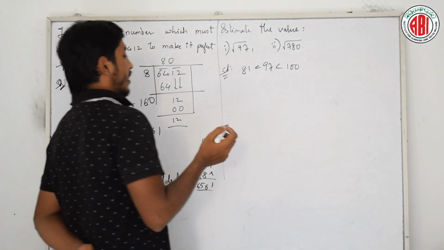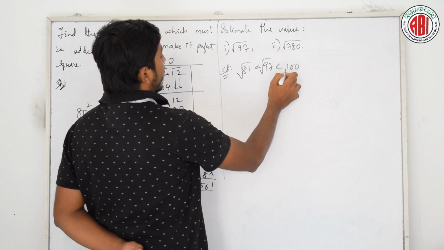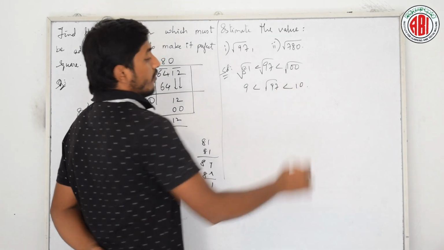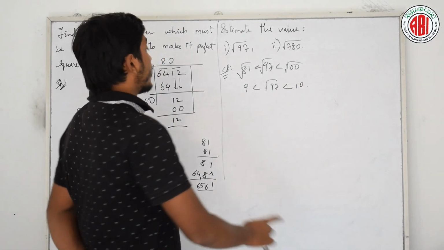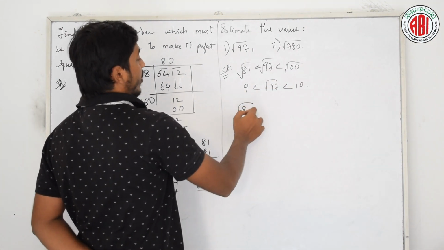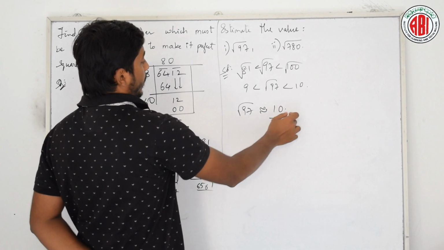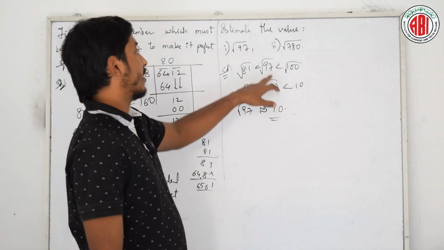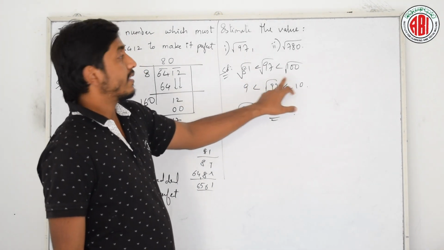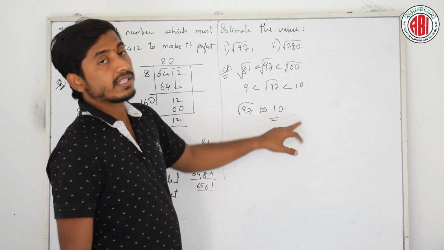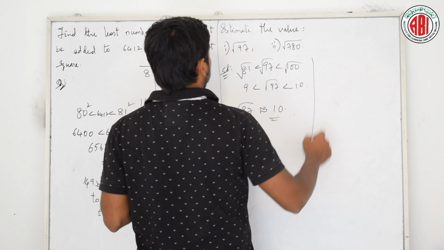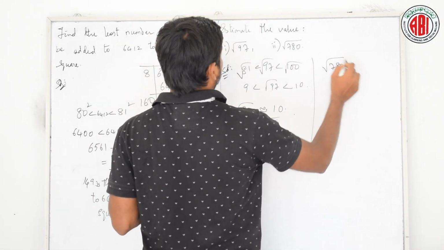The square root of 81 is 9 and the square root of 100 is 10, so 9 is less than root 97, which is less than 10. It lies between 9 and 10. 97 is near to 100, therefore the square root of 97 is almost 10. You have to check whether the number is nearest to the before square root or after square root. Yes, it is near to 100, that's why I have written square root 97 is almost 10. Is it fine? Good. See here, the next question, root 780.